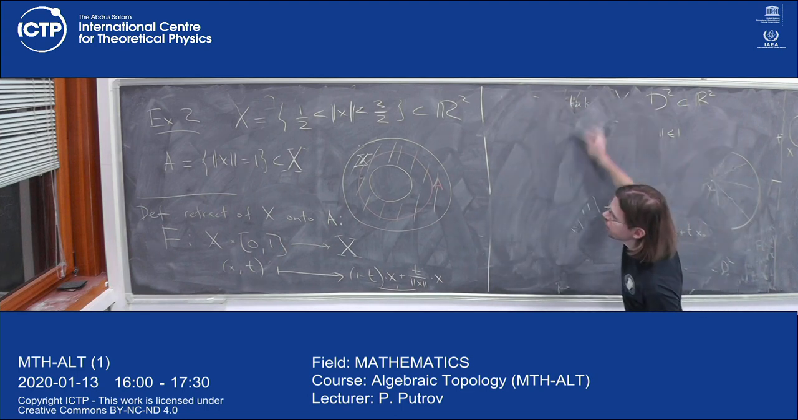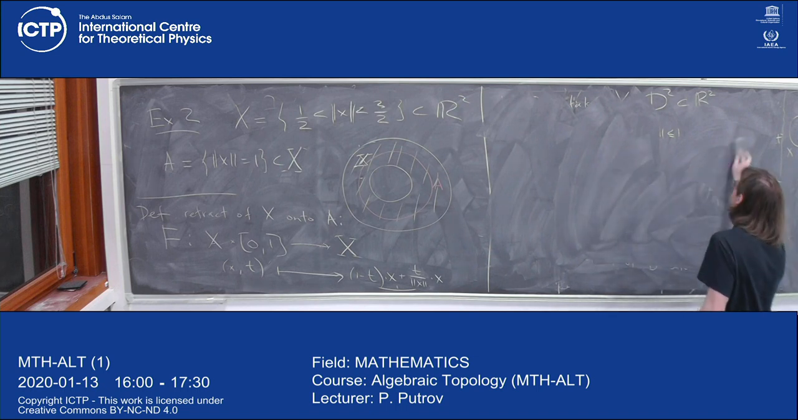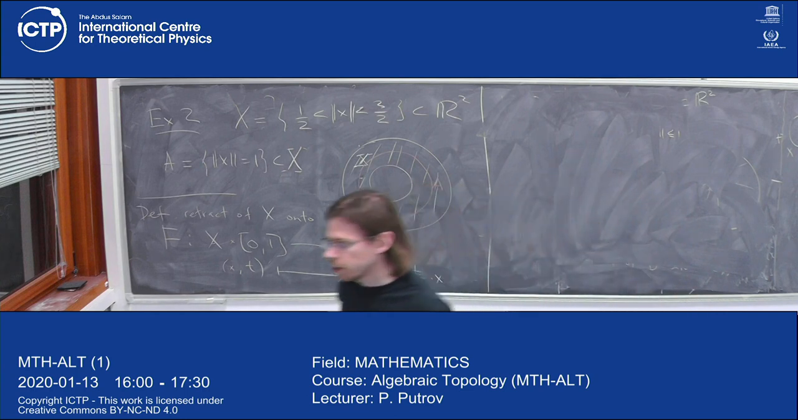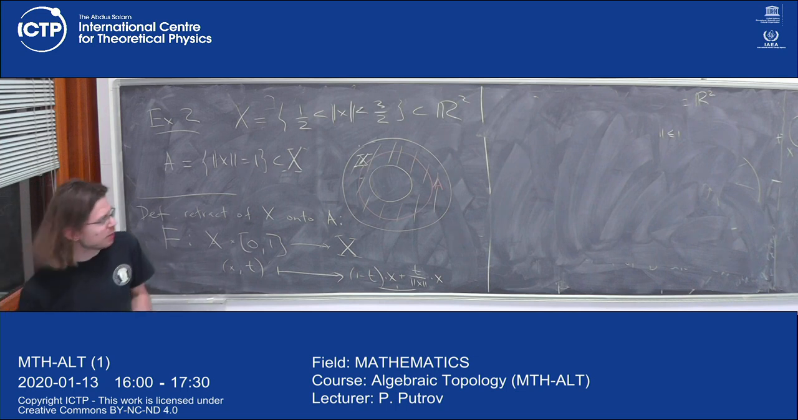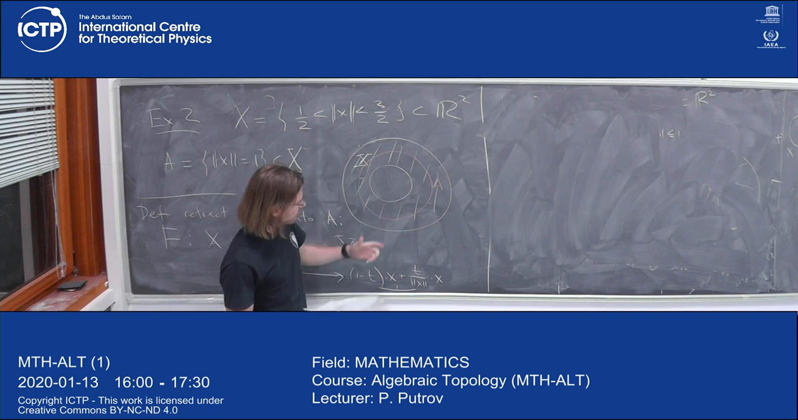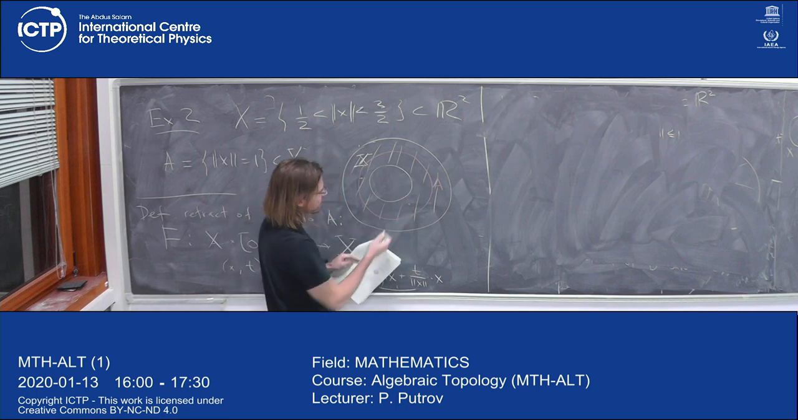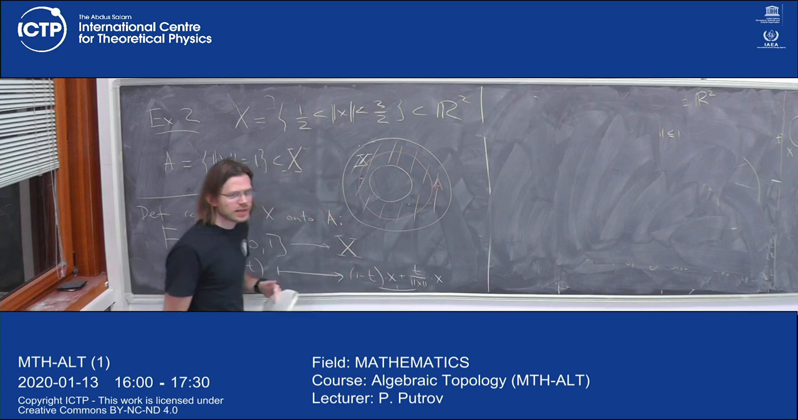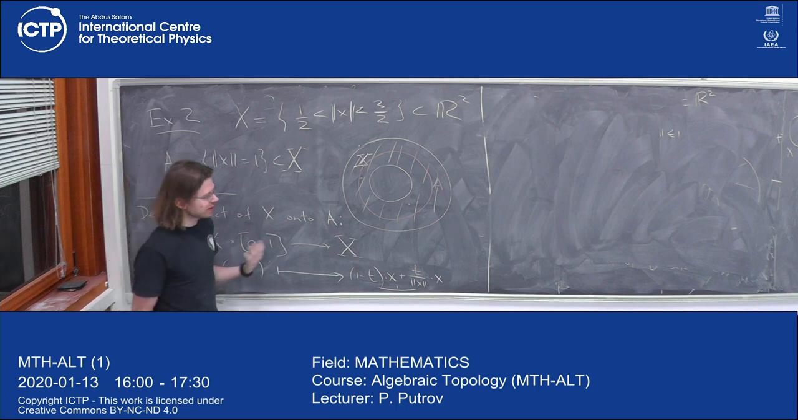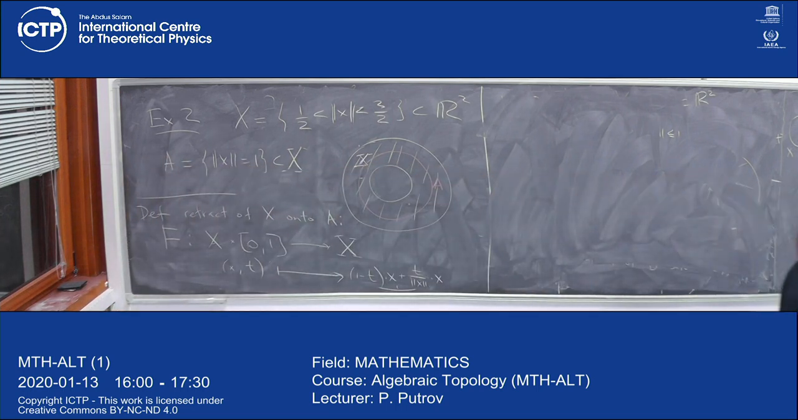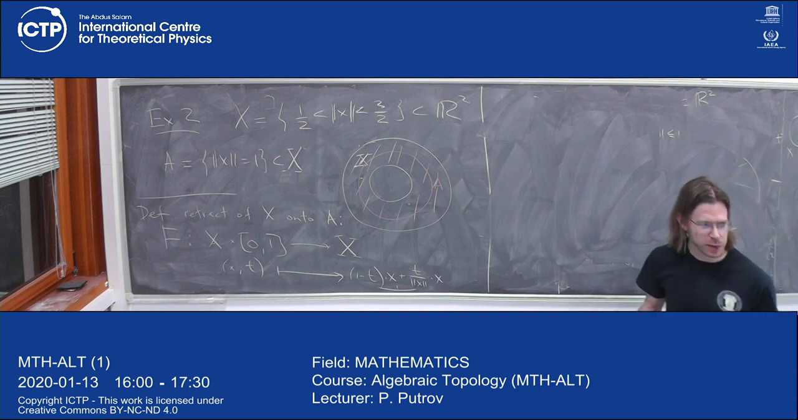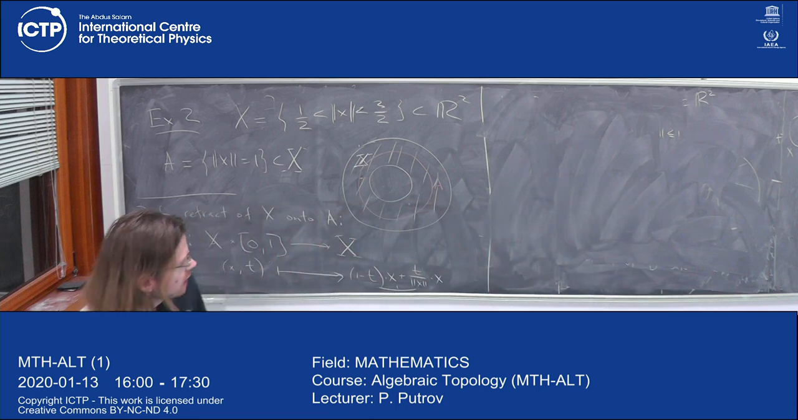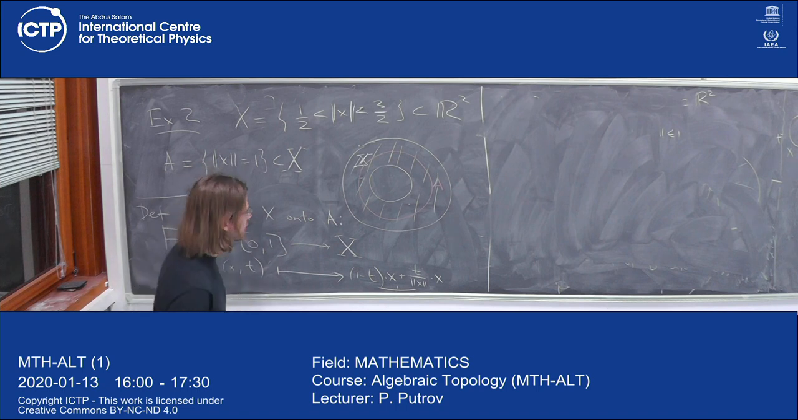In this case, there is no deformation retract onto a point. So far we don't have techniques to prove it, but visually, intuitively you can see there is no way to deform it to a point. But how do you actually prove this? To prove this, it's helpful to develop the technique of the fundamental group. If you know what the fundamental group is, this will already tell you that there is no deformation retract. But directly, it's very hard to prove it.